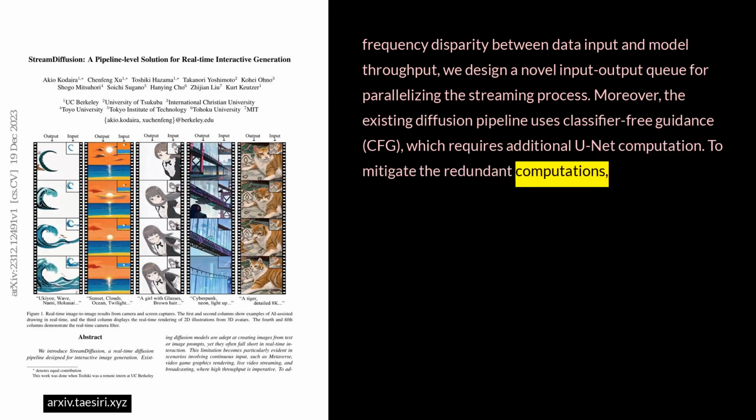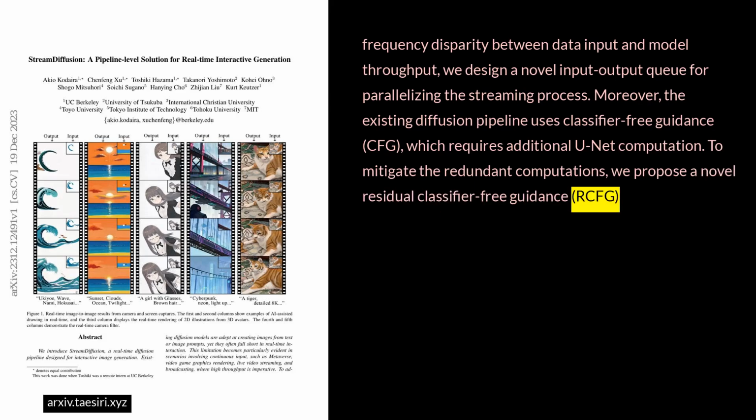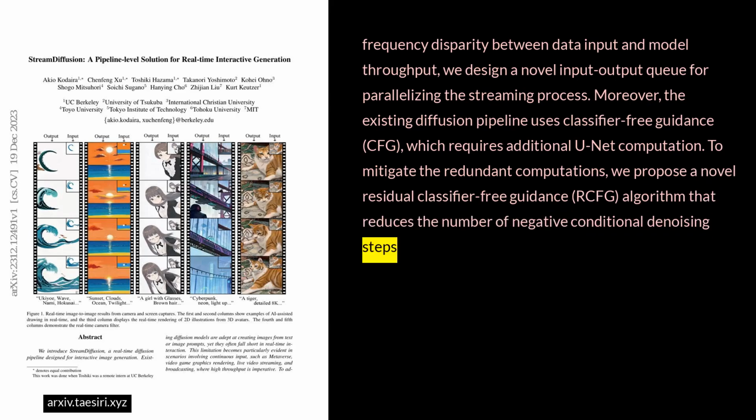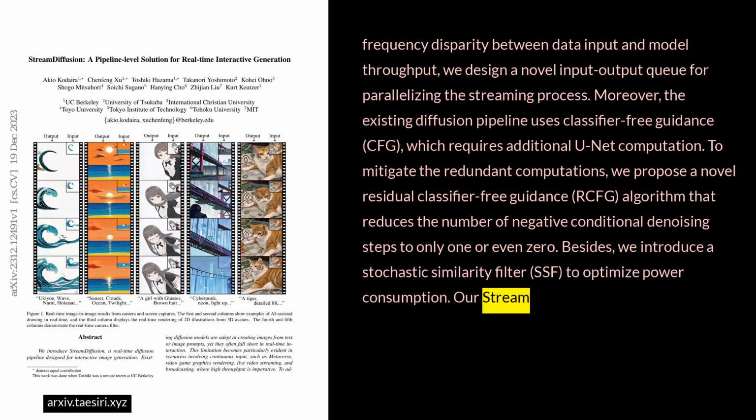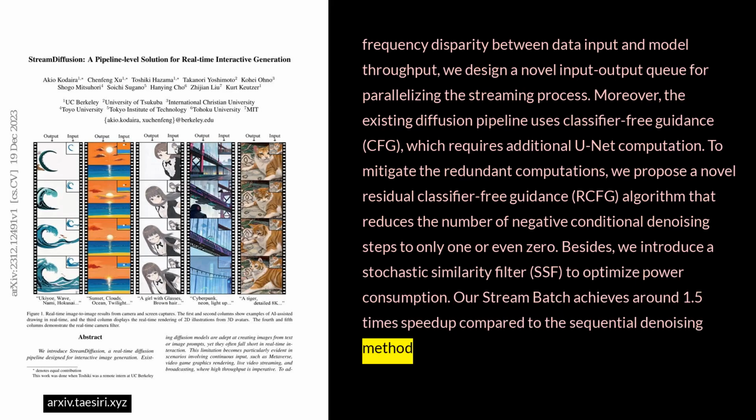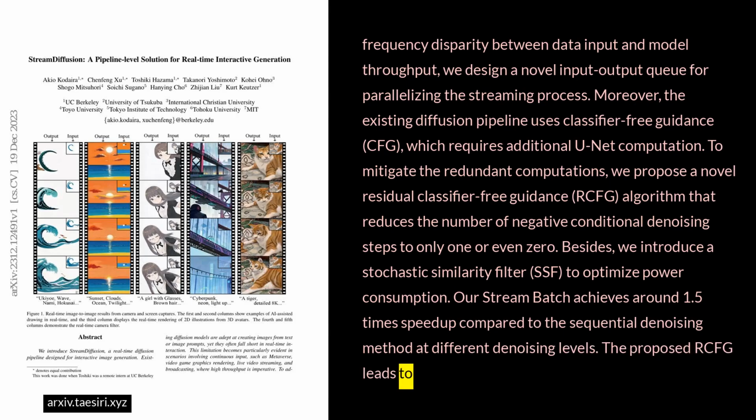Moreover, the existing diffusion pipeline uses classifier-free guidance, CFG, which requires additional U-Net computation. To mitigate the redundant computations, we propose a novel residual classifier-free guidance, RCFG algorithm, that reduces the number of negative conditional denoising steps to only 1 or even 0. Besides, we introduce a stochastic similarity filter, SSF, to optimize power consumption. Our StreamBatch achieves around 1.5 times speedup compared to the sequential denoising method at different denoising levels. The proposed RCFG leads to speeds up to 2.05 times higher than the conventional CFG.